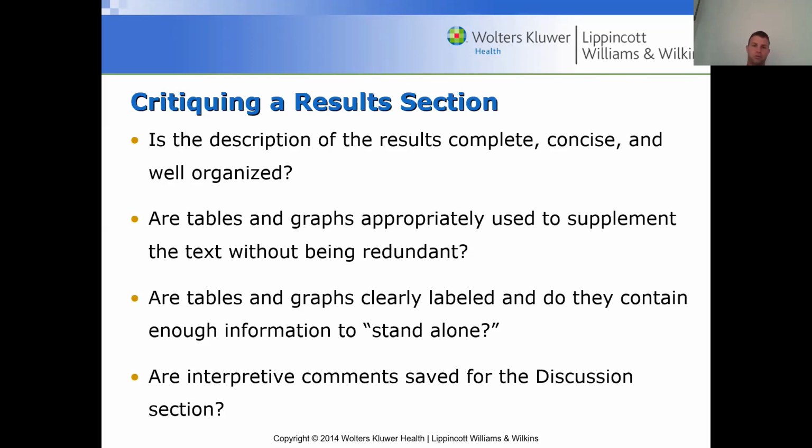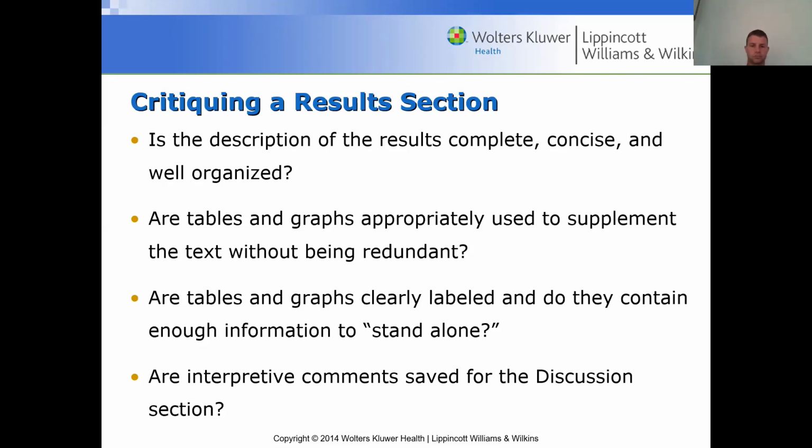Okay? Are the tables and graphs appropriately used to supplement the text without being redundant? A lot of times you'll see table 1, table 2, table 3, table 4, and you're like, okay, we've got a bar graph and a line graph and a dot plot graph, all saying the exact same thing. What was the point? Okay, you know, and then we've got the actual statistical table here. Each one of those needs to build to the story, yes, but you need to be able to see some different things within those.